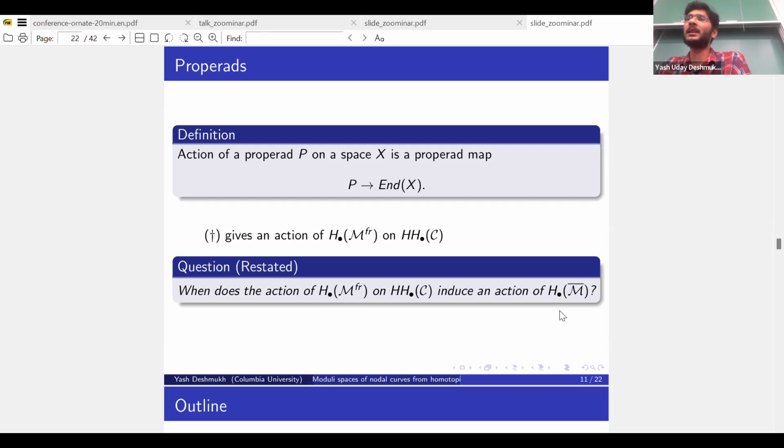So are there any questions about this algebraic structure? Yeah, sorry, I have a question. Are these two homologies of M bar and M framed known? As in, is the homology of M bar bigger than M framed?